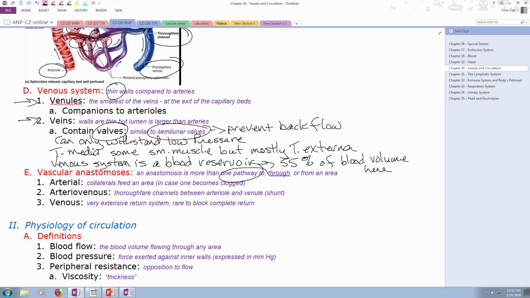We'll harvest it. We'll take that vessel. We'll plug it into the area right before the blockage, and then we will plug it into the area right after the blockage. So that blockage doesn't matter anymore because we have bypassed it. Well, what the cardiothoracic surgeon can do is harvest a vein from your leg called the great saphenous vein, because we got tons more veins than we do arteries.